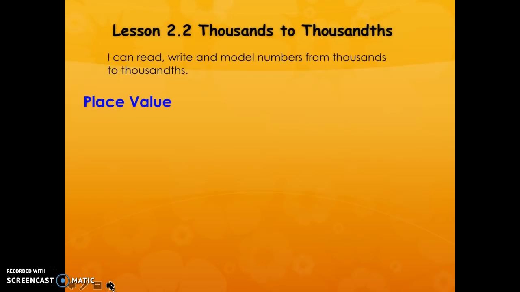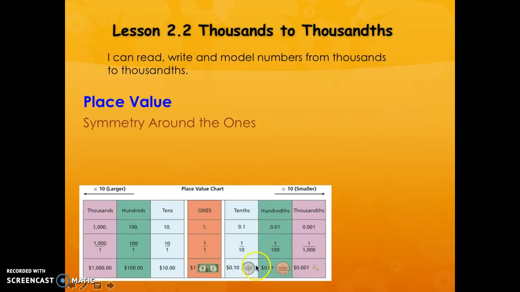All right, so place value. What I'm going to be showing you right now is called symmetry around the ones. So if you look at this chart, we've got the ones in the middle. If we could take this paper and put a fold right there on that dotted line, everything would match. On this side, we have tens, tenths with a THS, hundreds, hundredths, thousands, thousandths.